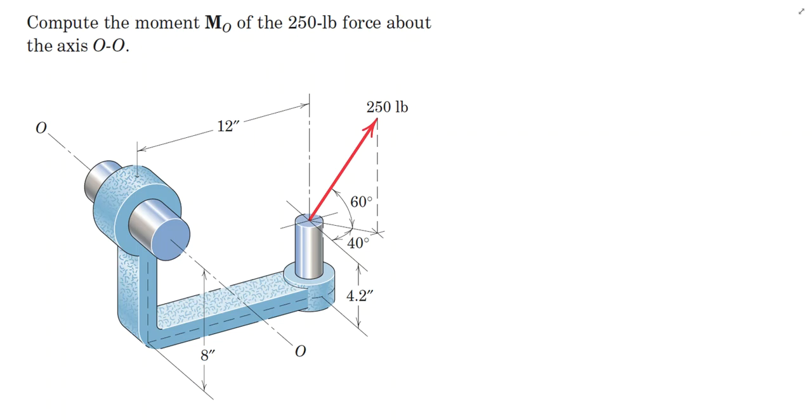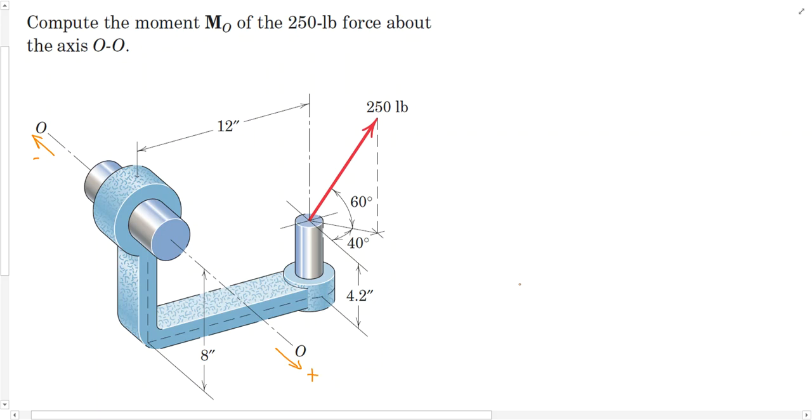For this problem, we're asked to compute the moment, MO, of the 250 pound force about the axis, OO. For this one, we might consider this the positive direction for rotation around the axis, so that if our moment is headed this way, it's the negative direction.